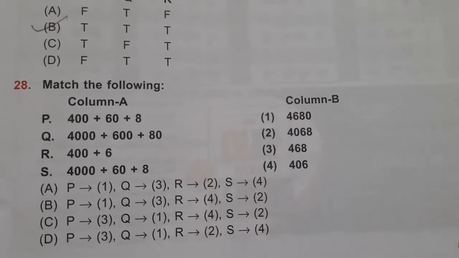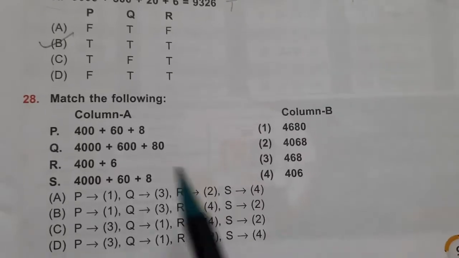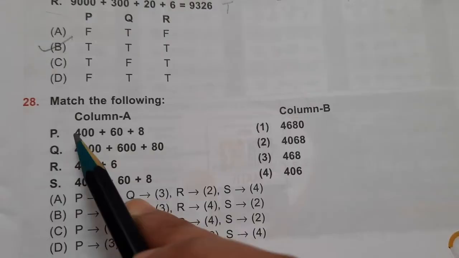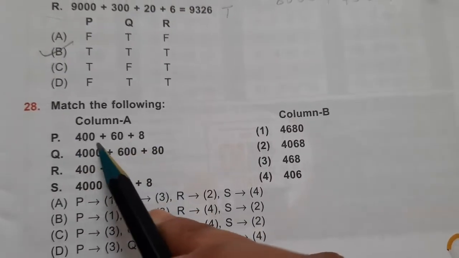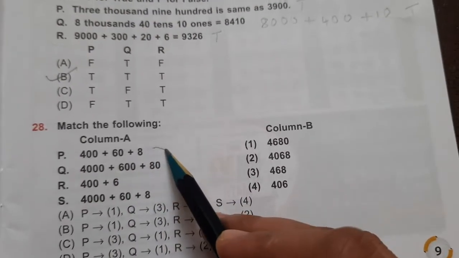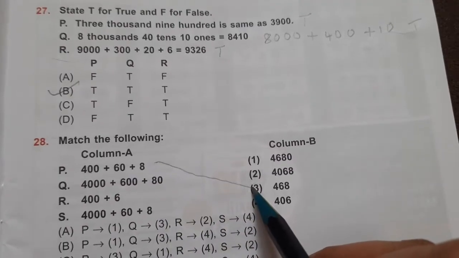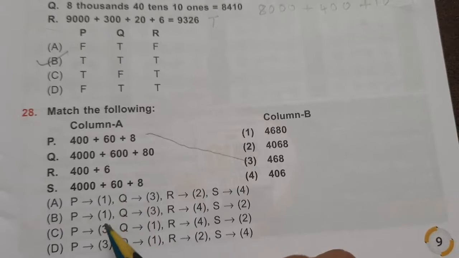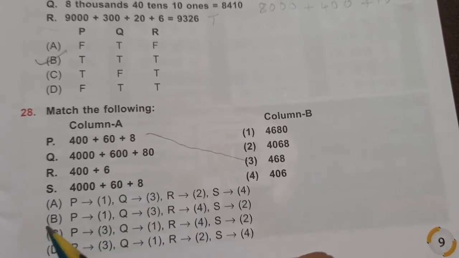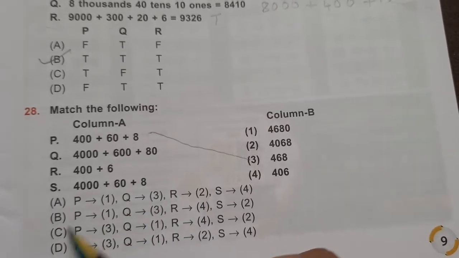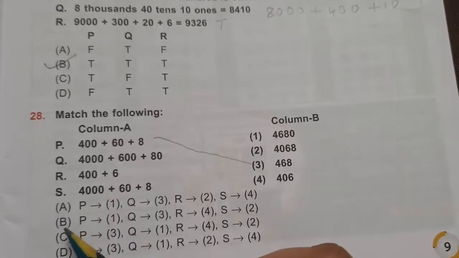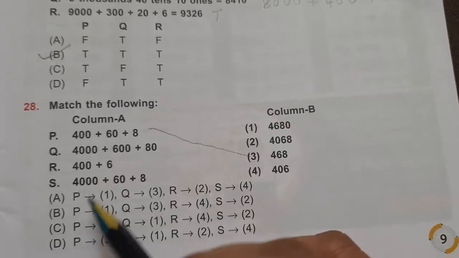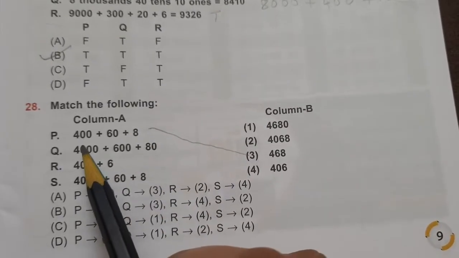Match the following, column A to column B. Okay, so 400 plus 60 plus 8. This is the expanded form of 468, which is 3. So P goes to 3. Which can be the answer? It can be C or D, right? So we have to forget A and B. That's not going to be the answer. Let us look between C and D. All right, so Q.